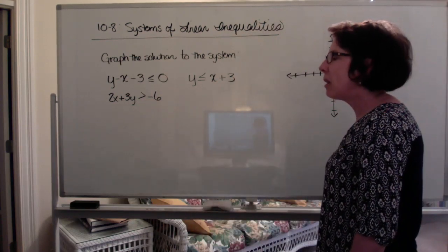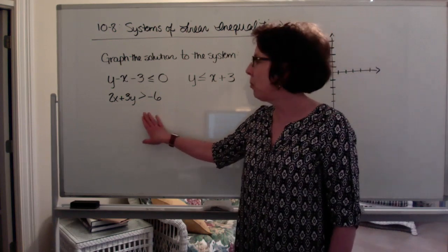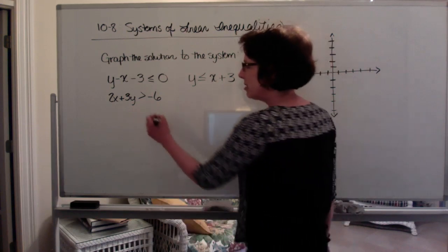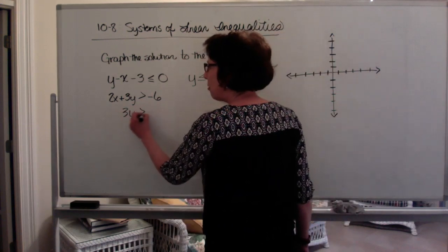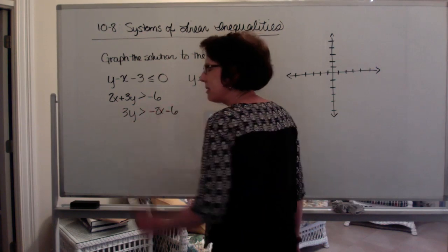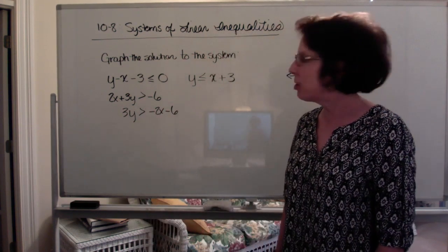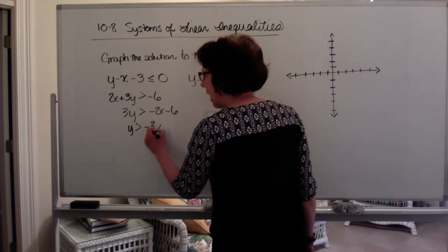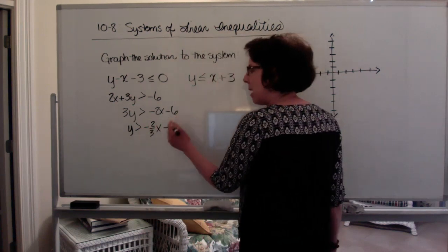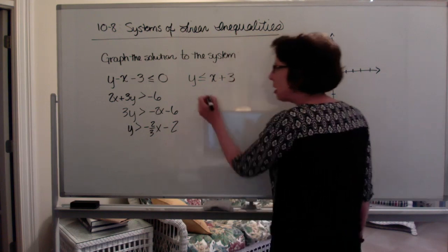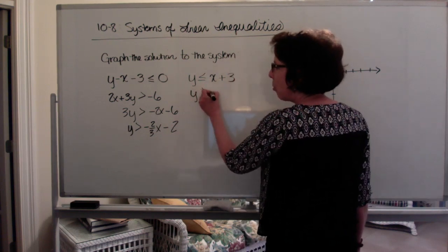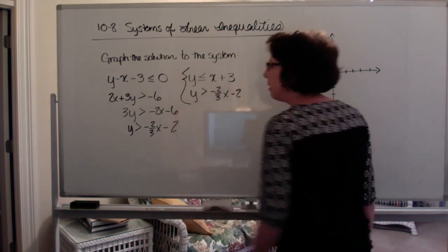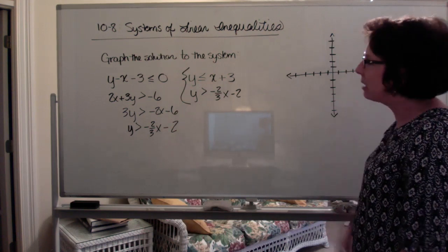Okay, so now let's go to our second linear inequality. Once again, this is not in slope-intercept form, so let's solve it for y. So I have 3y is greater than -2x minus 6. To isolate the y, I'm going to divide every term by 3. So I have y is greater than -2/3 x minus, well, 6 divided by 3 is 2. So I'm going to write that one under here. So now both of our linear inequalities are in slope-intercept form. We just made some algebraic adjustments there.